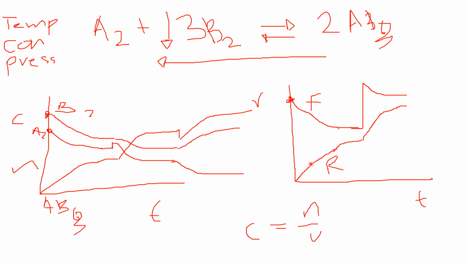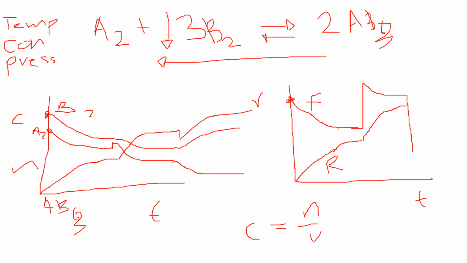Okay, so now what will happen to our rate of reaction diagram? Remember, if you decrease the concentration of the reactants, the forward reaction will be decreased. So the reverse reaction will be faster than the forward reaction, because you decreased the concentration of the reactants. So the forward reaction will drop down, it will spike down.